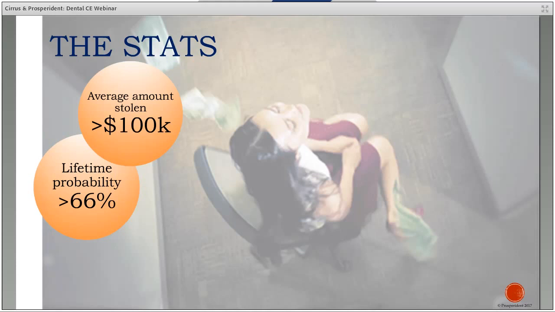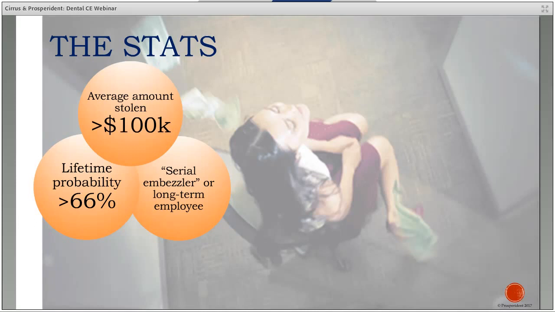Reported statistics suggest it's about 2/3, 66%, but there are some unknowns here. One of the unknowns is we don't know how often embezzlement goes on and nobody ever catches it. We also don't know how many times an embezzler is caught by a doctor, but it's kind of swept under the carpet and never addressed. So the true number is something higher, but unquantifiably so.